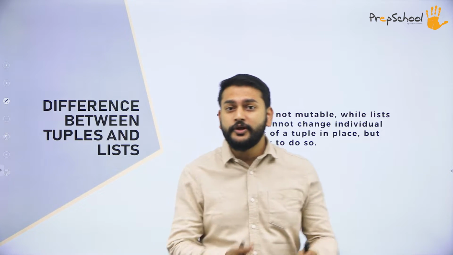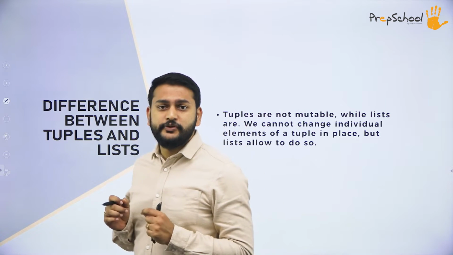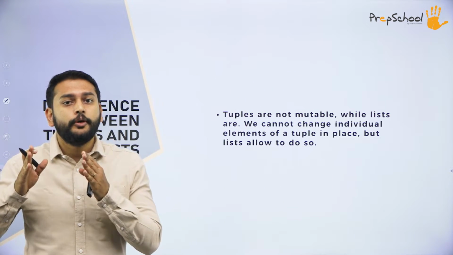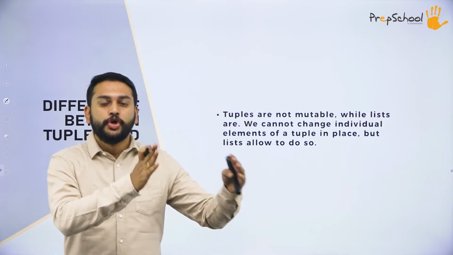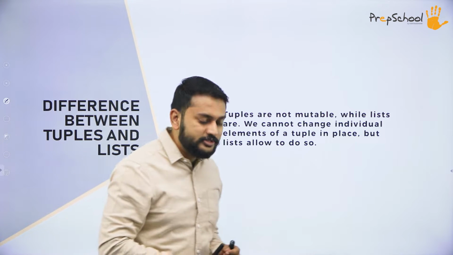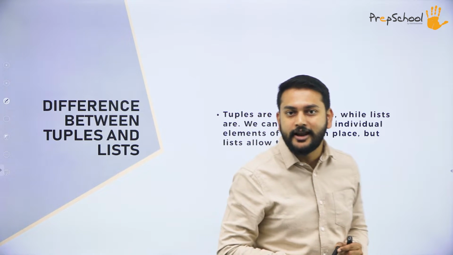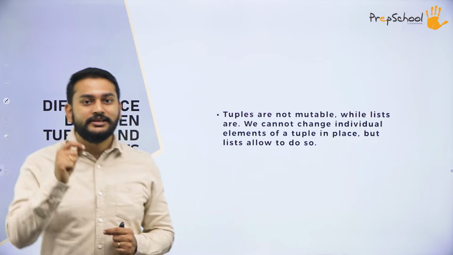What is the difference between the list and tuple? My dear students, the main thing you need to know is that list comes under the category of mutable data types, and tuples come under the category of immutable data types. So what is the meaning of mutable and immutable data types? I discussed this in my first session, but still I will repeat this.